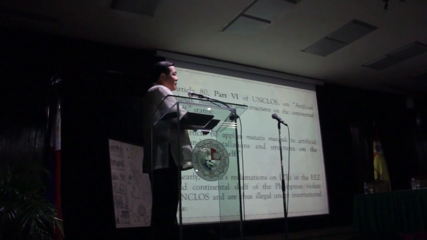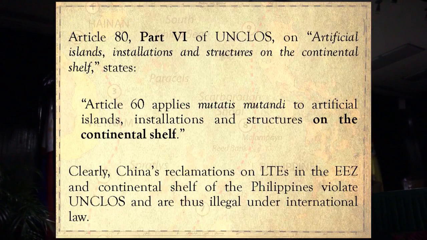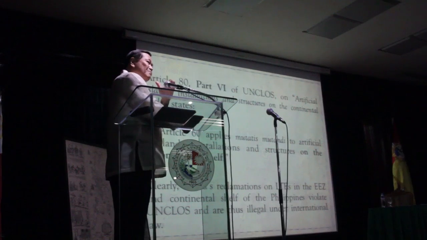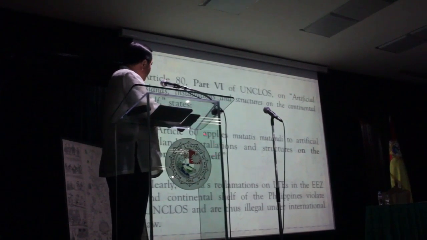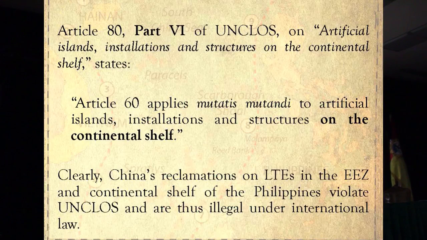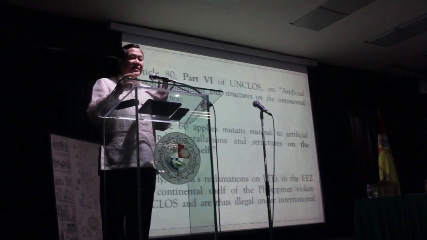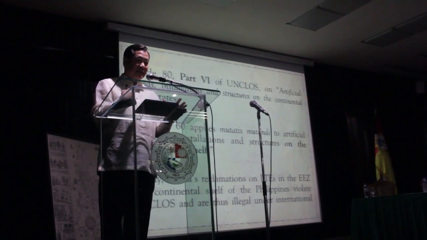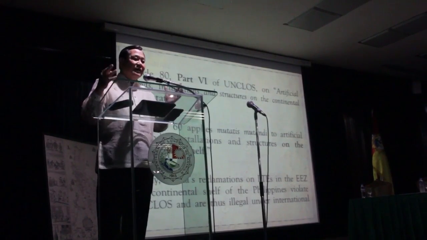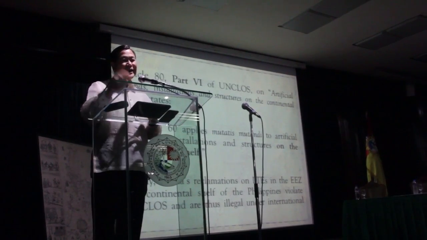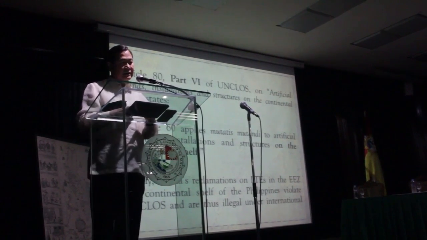How about in the continental shelf? Article 80, Part 6 states that artificial islands, installations and structures on the continental shelf, that is beyond the 200 nautical miles from the sea, Article 60, the one that I read earlier, applies, all things being equal, to artificial islands, installations and structures on the continental shelf. So, in both the EEZ and the continental shelf, it's only the coastal state. And the Philippines is a coastal state. So, all other countries, if they put up structures there or artificial islands, that's illegal. And they cannot claim a legal right out of an illegal act.